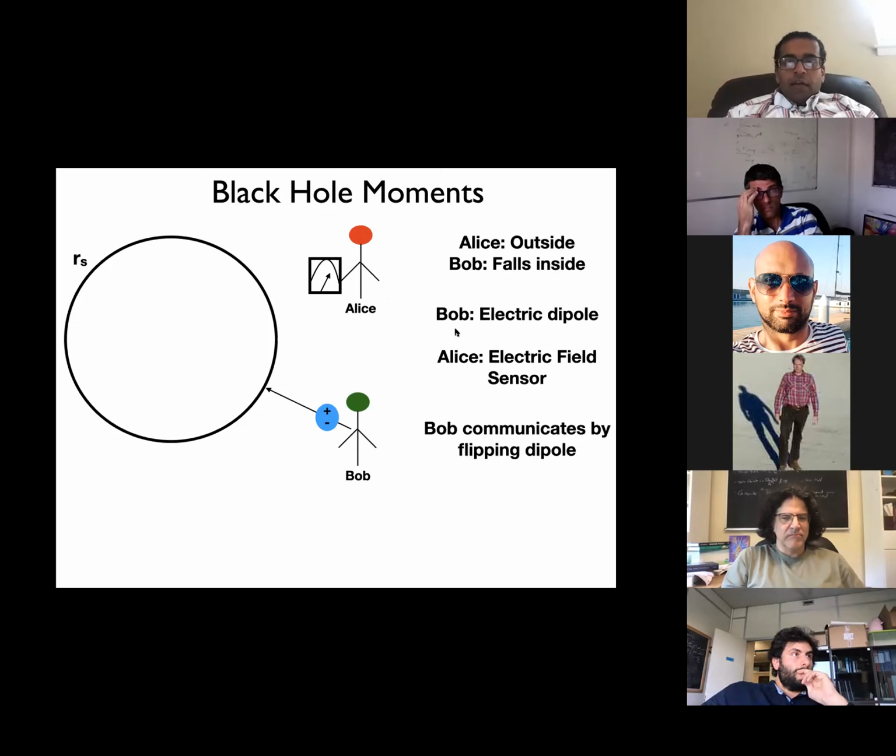Okay. Now, Bob carries with him an electric dipole in his hand, and Alice has an electric field sensor. Okay, that's it. And Bob is going to communicate to Alice by flipping that dipole back and forth. So just by measuring the classical electromagnetic field, Alice can get information from Bob, right? Whether the field is up or down, is sending you a bit of information.